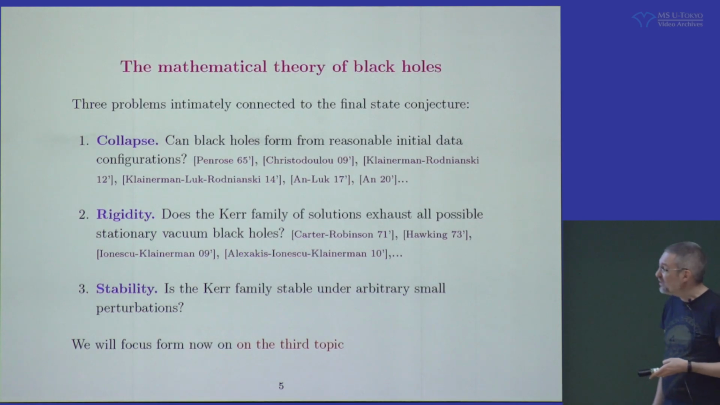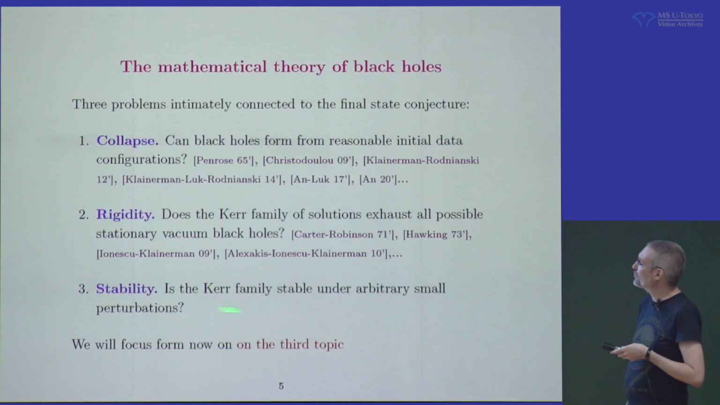And finally, there is a third question, which obviously is a necessary condition for this conjecture to be true. If any data is to become a Kerr black hole, what about data that start arbitrarily small? So what about arbitrarily small perturbations of the Kerr family?